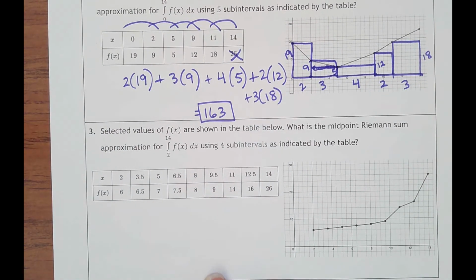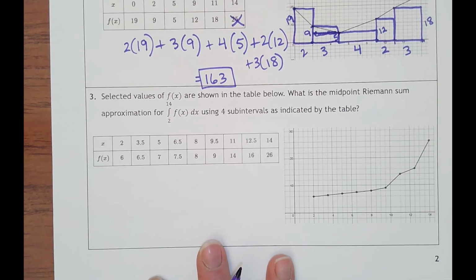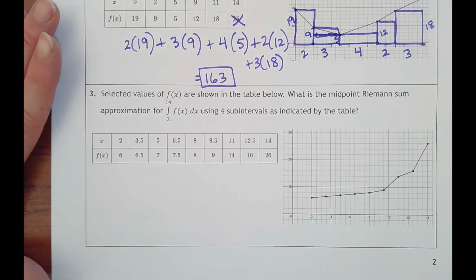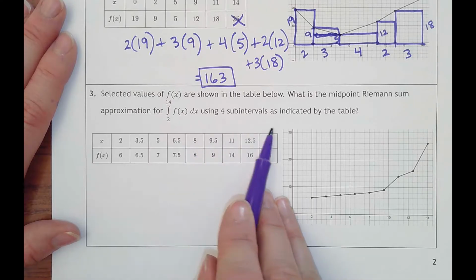Okay, and then number 3. Same thing, but this time it's a midpoint Riemann sum. A midpoint has to literally be in the middle. We can't use either endpoint of that interval. From 2 to 14, using 4 subintervals.